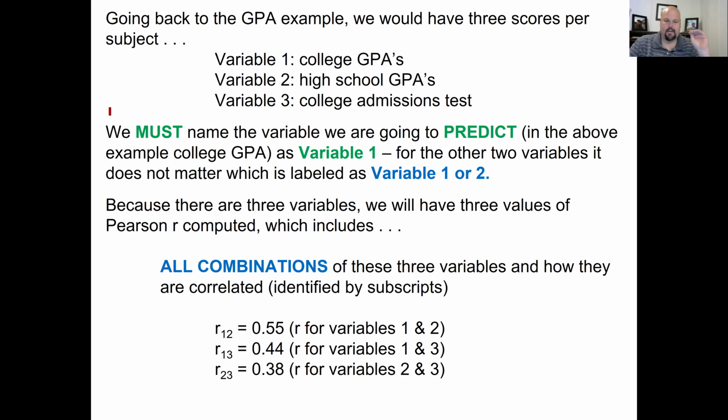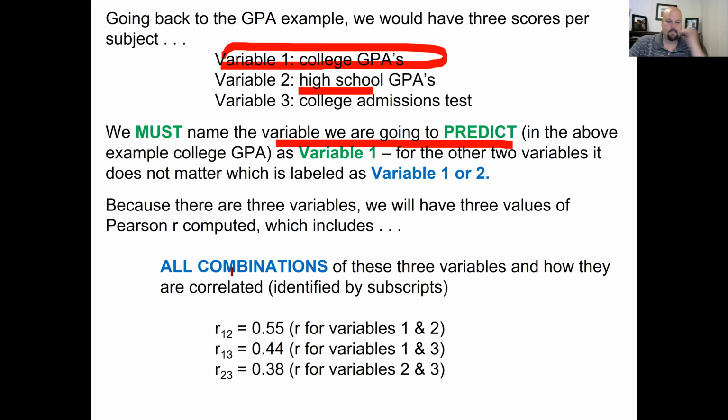So let me start again. We're going to have to name one of the variables that we're going to predict, variable one, and then the other two variables become variables 2 and 3, okay? Doesn't matter which one. So we're going to try to predict college GPAs. We're going to use high school GPAs and college admission tests.